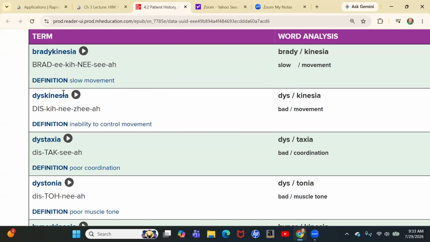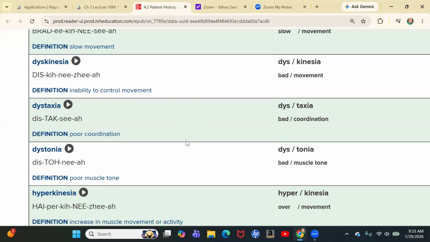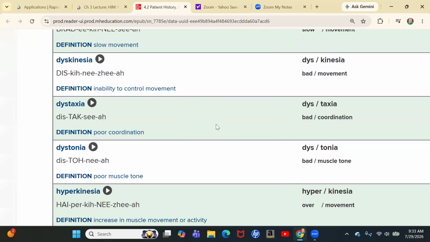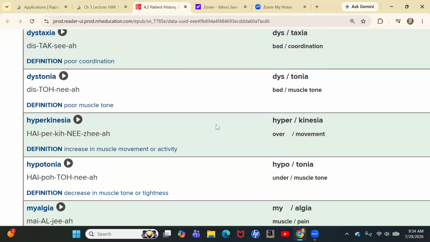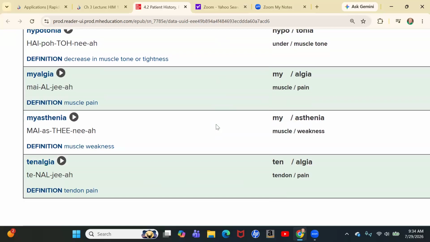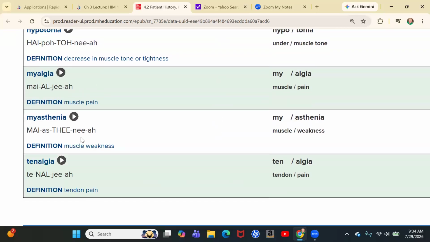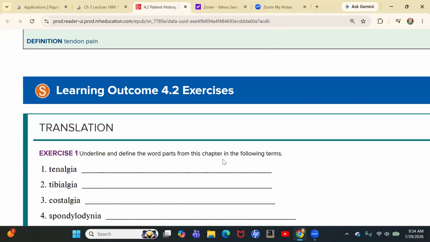Dyskinesia is bad movement. So it might not be slow, but it's uncontrollable. Okay, where dys means bad, painful, or difficult. So dyskinesia, the inability to control movement. Dystaxia, poor coordination. Dystonia, poor muscle tone. Okay, myalgia, muscle pain. Myasthenia, muscle weakness. Notice how that suffix changes that whole term. And then tenalgia, pain in the tendons.